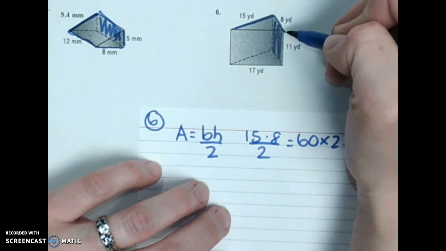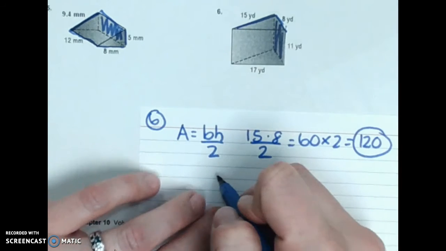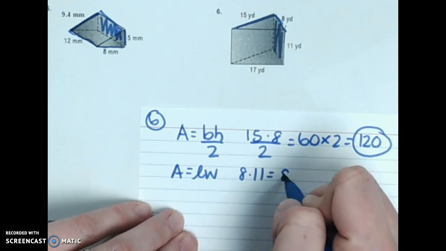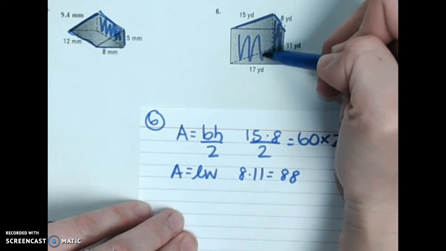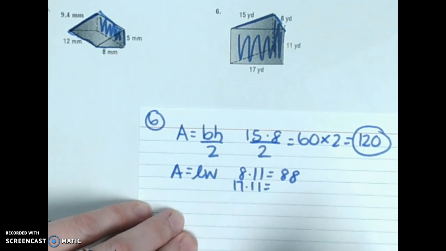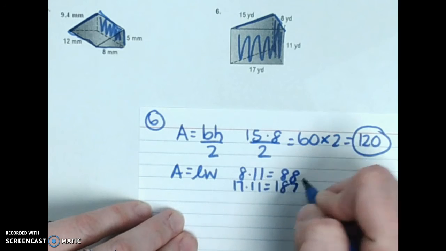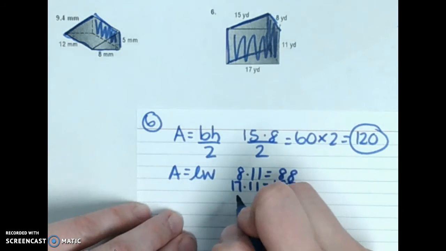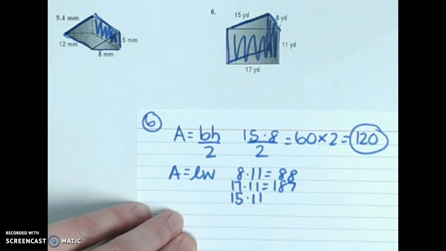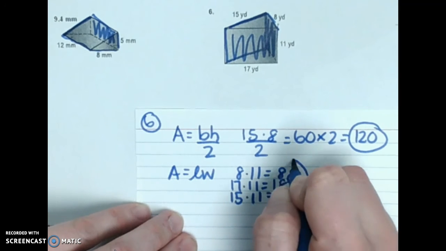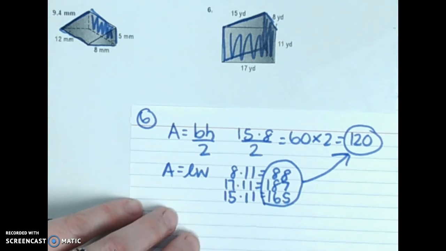Now we're going to look at the rectangles. I'm going to do this little guy over here first. So area equals length times width, which is 8 times 11. You get 88. I'm going to do the one laying down now. So I have 17 times 11, which is 187. And then I'm going to do the slanted one right here, which is 15 times 11, which equals 165.